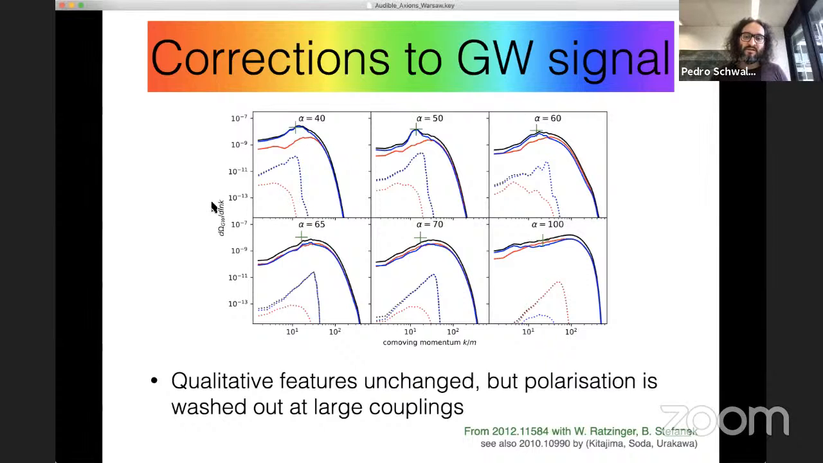But what you also see here is that there is a change, namely the polarization is washed out, but not always. For the smallest value of the coupling we considered, there's still an order of magnitude difference between one and the other helicity. But as you go to larger couplings, you see that the polarization is washed out. So if we ever get to see the signal and we can actually measure the polarization, this will give us additional information about the potential source of the signal. The polarization itself is a smoking gun of this scenario, and in addition, the degree of polarization would allow us to get some indication of this coupling.